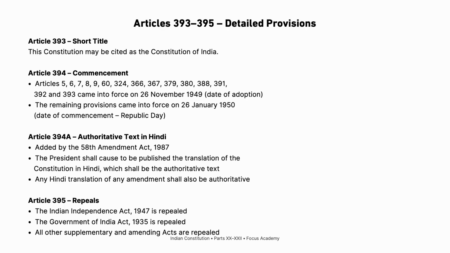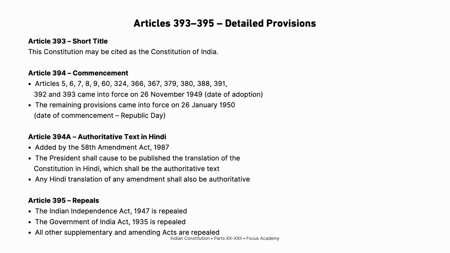That's it, commencement, 394. Authoritative text in Hindi. It was added by the 58th Amendment Act 1987. Now, what is the authoritative text in Hindi? Look at it properly. The President shall cause to be published the translation of the Constitution in Hindi, which shall be the authoritative text. Any Hindi translation of any amendment shall also be authoritative.